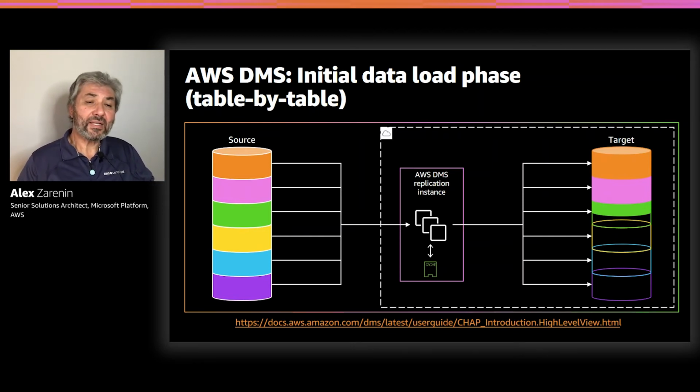AWS DMS integrates with the AWS Snow family of products. So for large databases, initial data load can be performed offline.